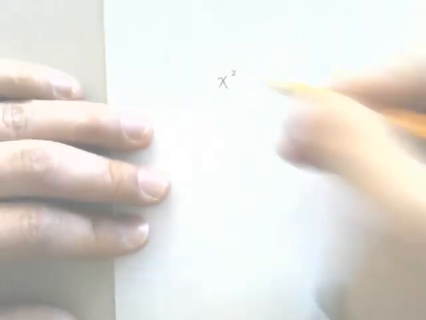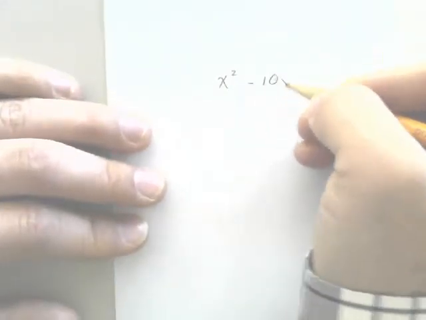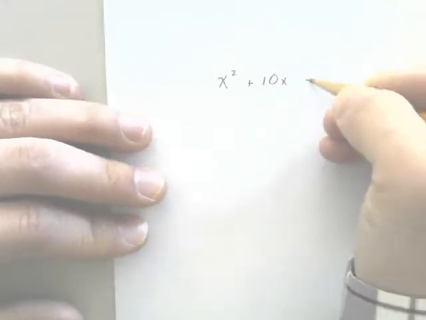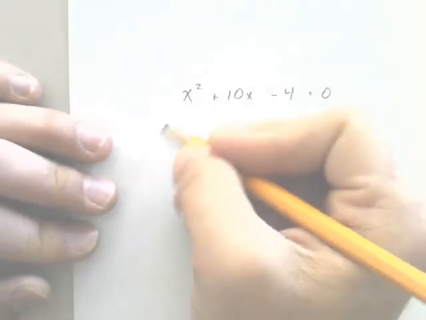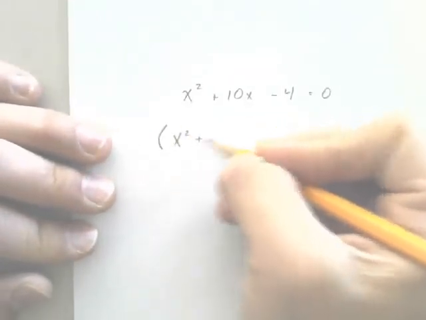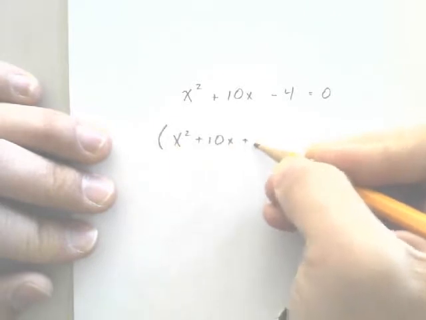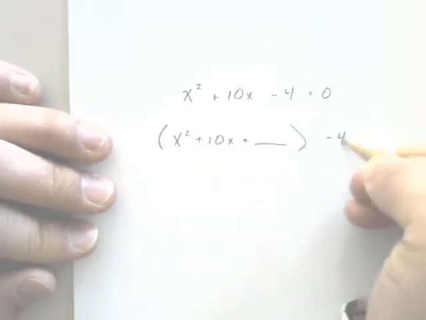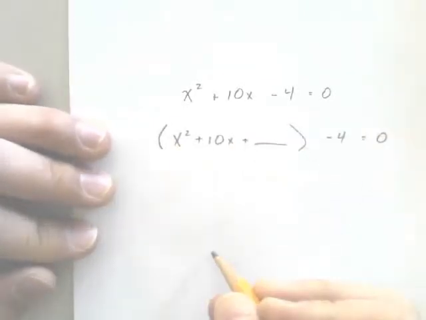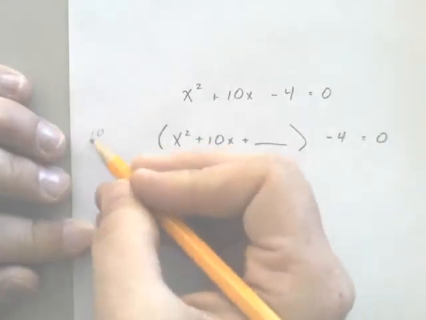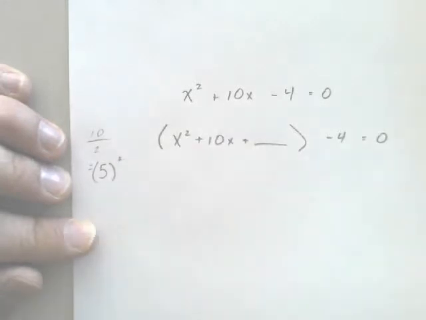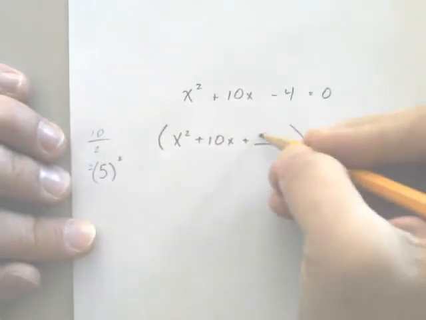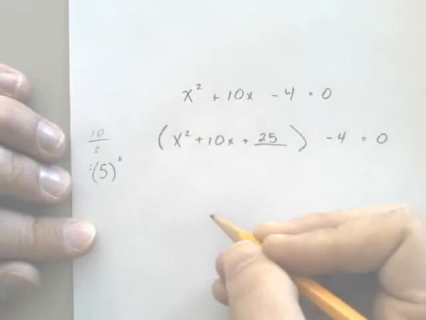So let's try another example. Say we have x squared plus 10x minus 4 equals 0. We're going to go directly to completing the square. So x squared plus 10x plus blank minus 4 equals 0. So I'm going to take 10 again, that middle term, divided by 2, and I get 5. The 5 squared is 25, so that's what has to go there.